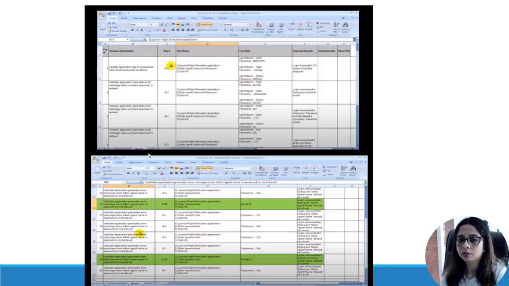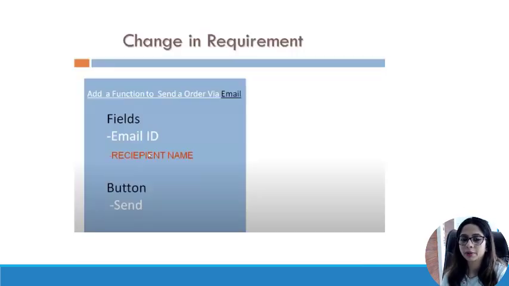So I'll go back and explain the example again. So initially you had to only use the email ID. Now there's an email which you have to send, maybe that is a functionality. Okay, you have to send an order via email, let's say. So initially only email ID was required. Now you have to also add the recipient's name. This is the new change which has come. Now you have to update the test suite.